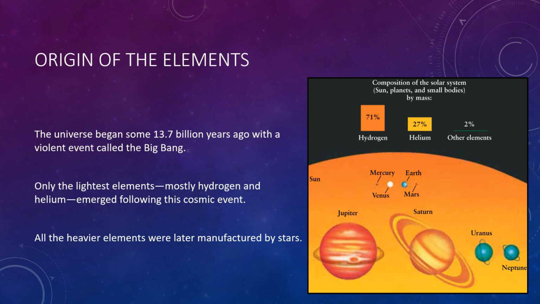All the heavier elements were later manufactured by stars, either by thermonuclear fusion reactions deep in their interiors, or by the violent explosions that mark the end of massive stars. Were it not for these processes that take place only in stars, there would be no heavy elements in the universe, no planets like our Earth, and no humans to contemplate the nature of the cosmos.